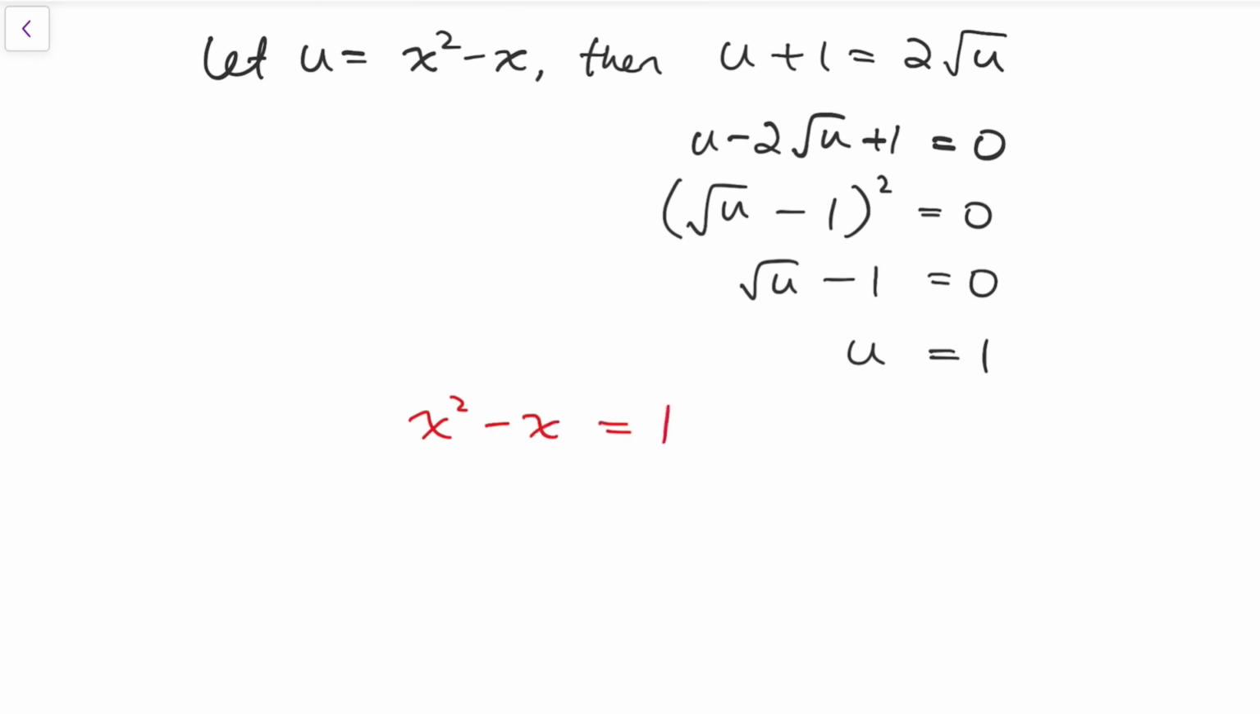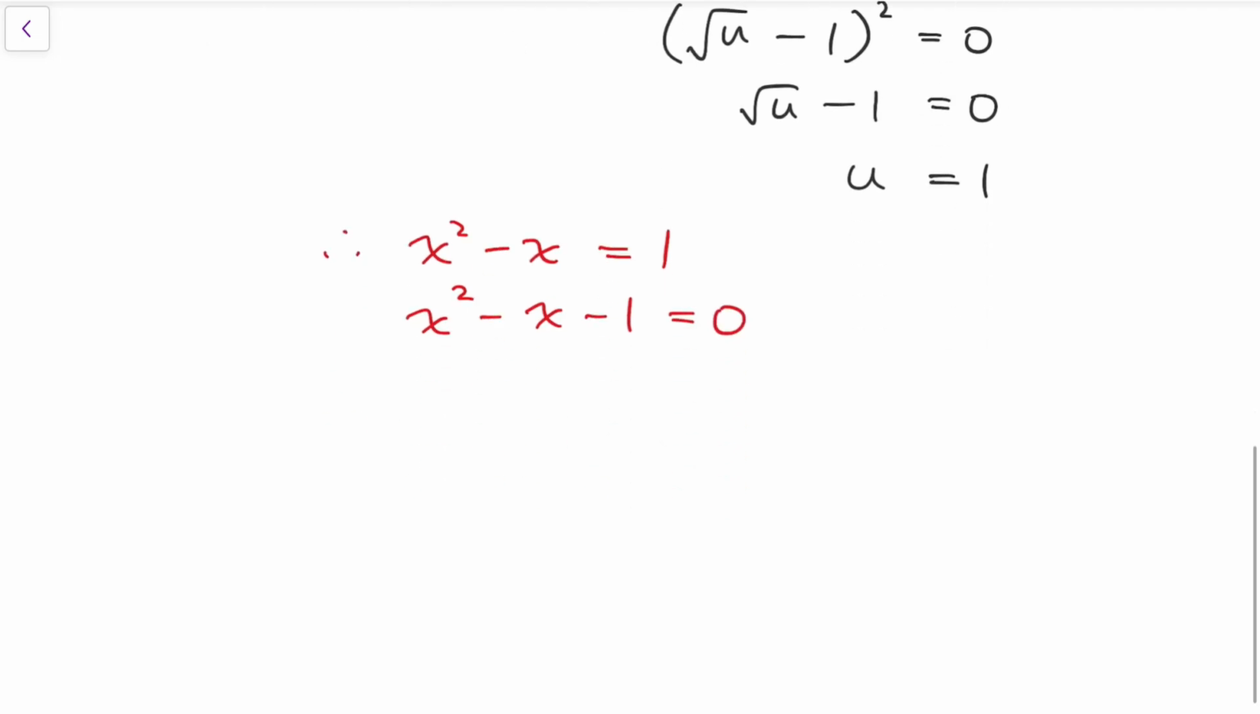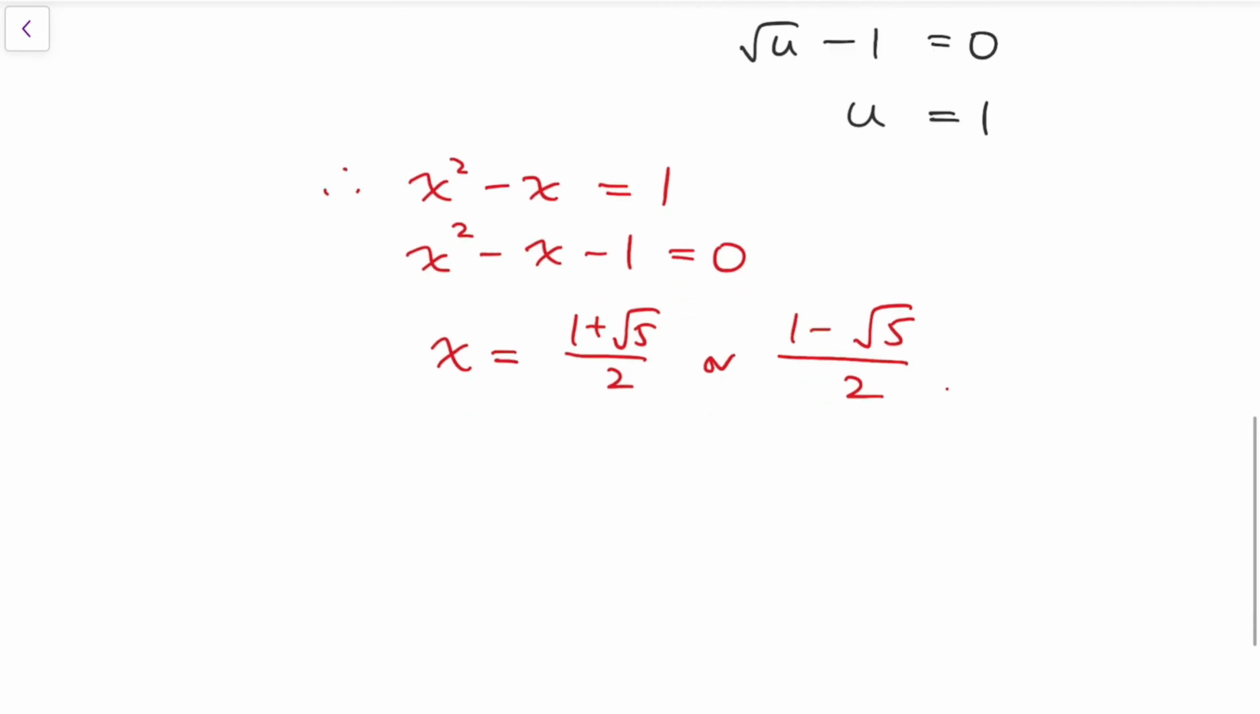Then we can continue with x squared minus x equals 1, which is another quadratic. And solving with the quadratic formula, we have either 1 plus root 5 over 2 or 1 minus root 5 over 2. Now we have 2 solutions left, and we have to check whether both solutions are valid.